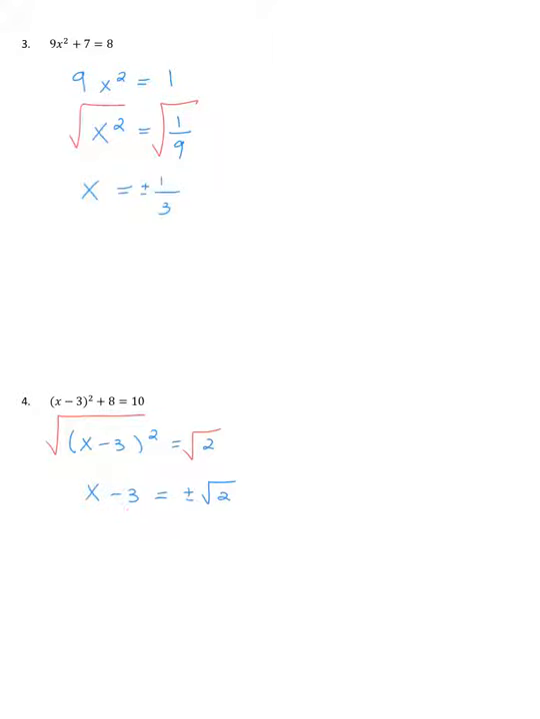To get x by itself, I'll add 3 to both sides. So I get 3 plus or minus the square root of 2, and that's really the best you can write it. You can't combine 3 with the square root of 2 in a nice way, so that means we have 2 solutions. 3 plus the square root of 2, but also 3 minus the square root of 2. So either way is fine. You can leave your answer expressed like this, or break it up into 2 separate pieces.